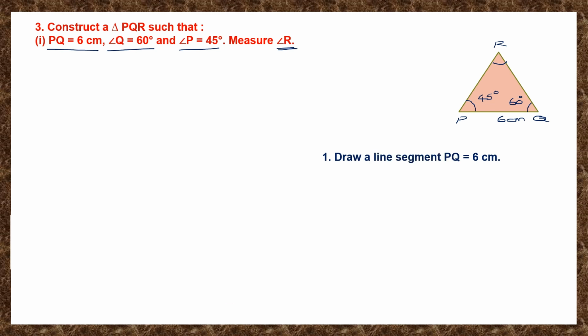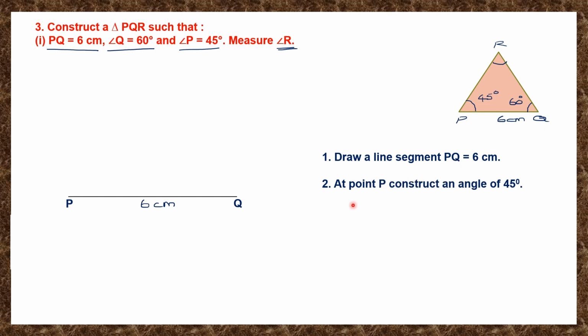First step, draw a line segment PQ equals 6 centimeters. So we have a line segment. Now with the help of your ruler you should do this. So this is 6 centimeters. Then look at the figure. Now here we have to construct an angle of 45 degrees at P and we have to construct an angle of 60 degrees at Q.